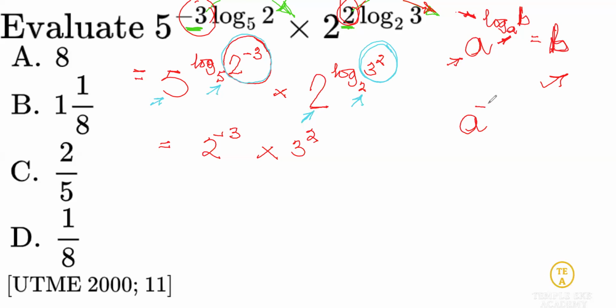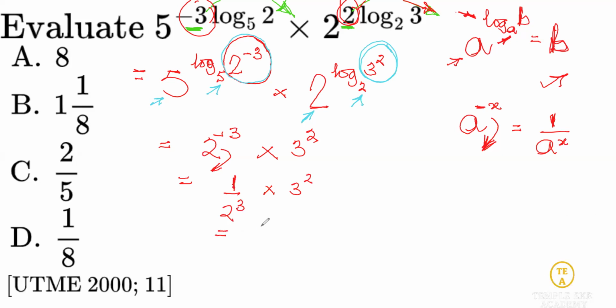Now we have to apply another law, a law of indices, that says a to the power -x. The negative sign in the power makes us apply what I call the mobility rule. I did this in my video on indices. The minus is used to move into the denominator area: 1 over a to the power x. The minus sign is no longer there. So by the mobility rule, this is going to be 1 over 2 to the power 3, multiplied by 3 squared.